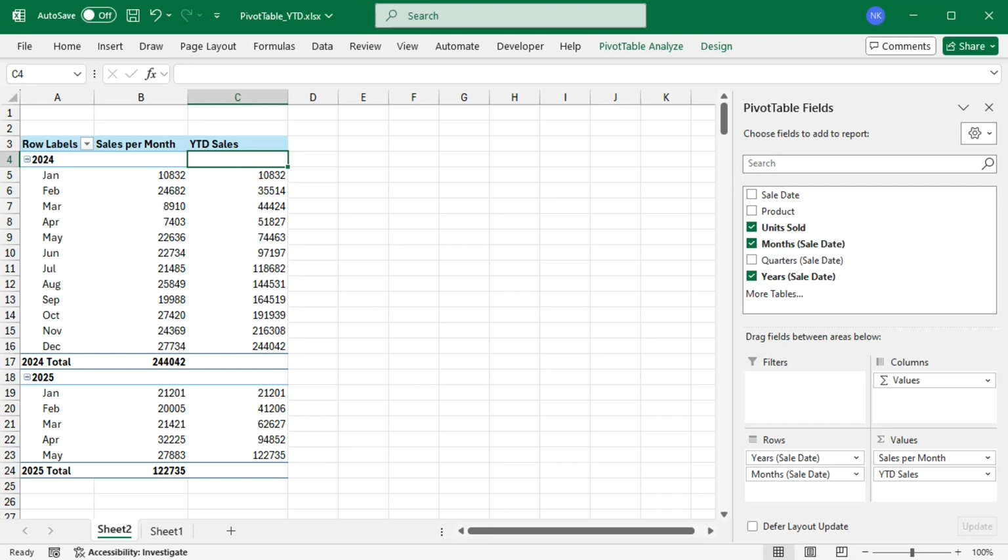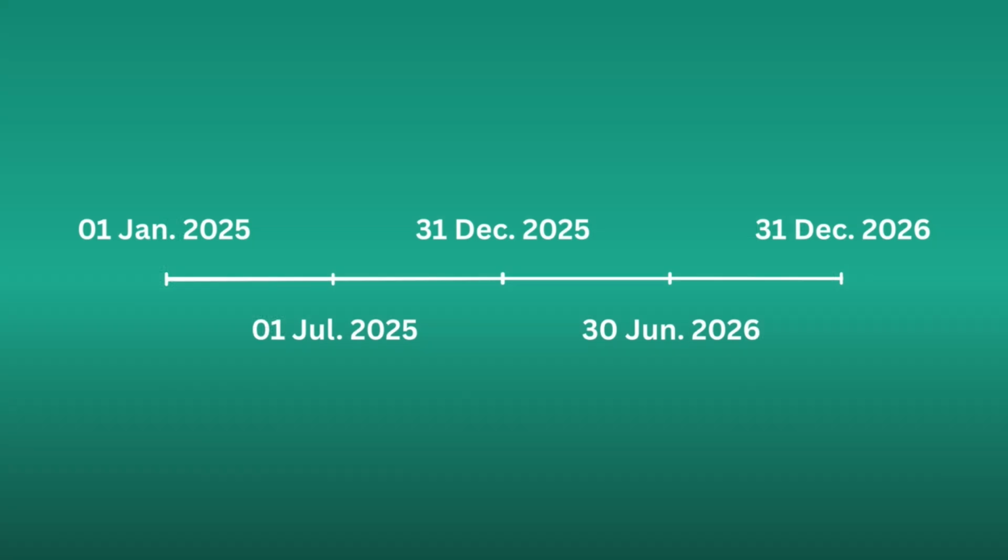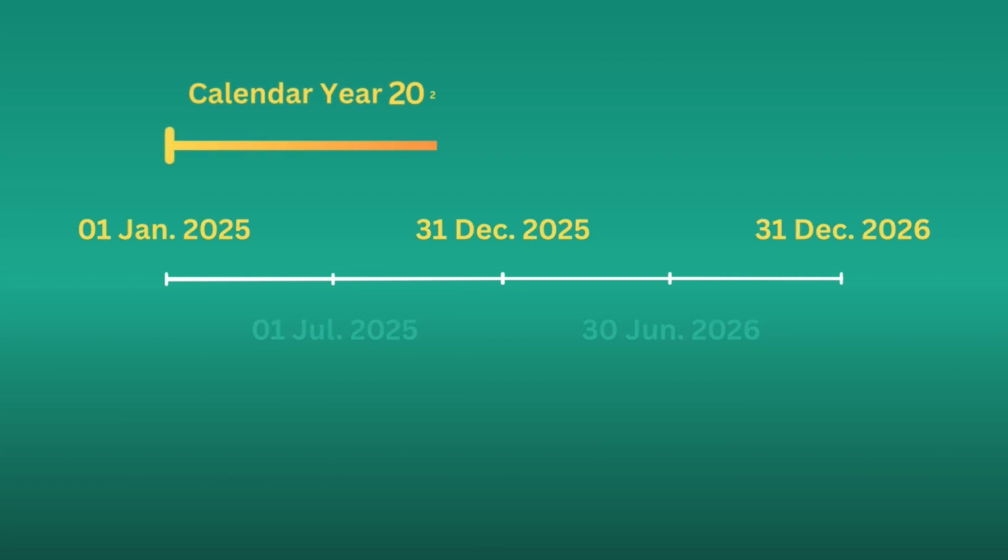Hello everyone! The year-to-date result is one of the most common calculations in accounting and financial reporting. The year-to-date is a period from the beginning of the year to the current date. The year can be a calendar year, which begins on the 1st of January, or a fiscal year, which is different from a calendar year.